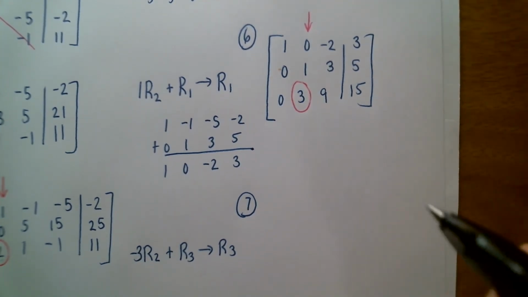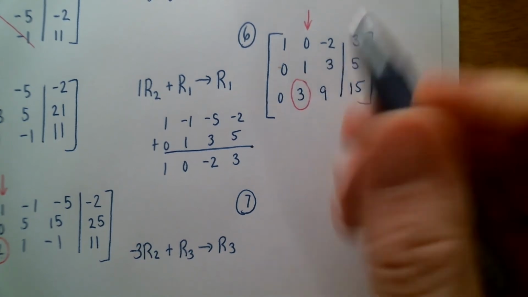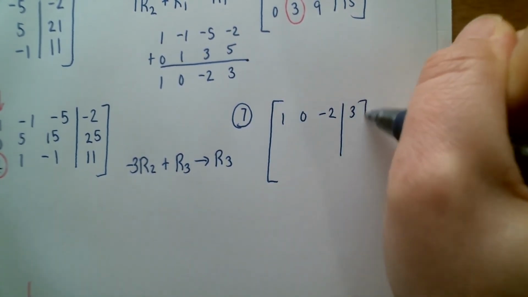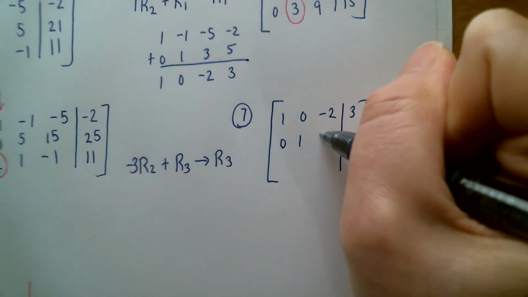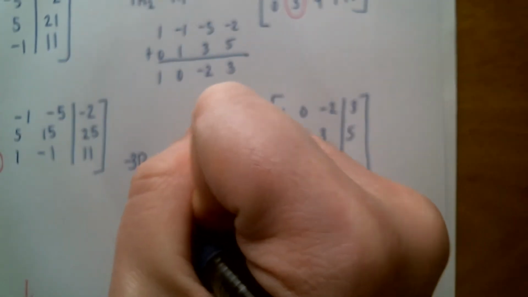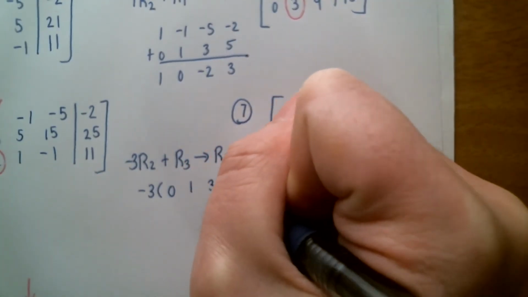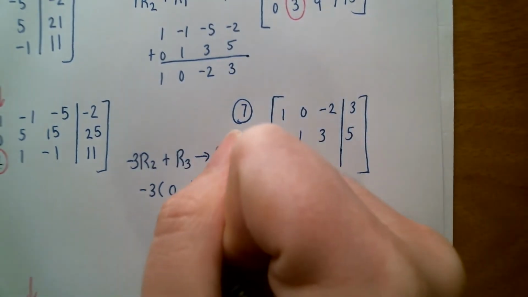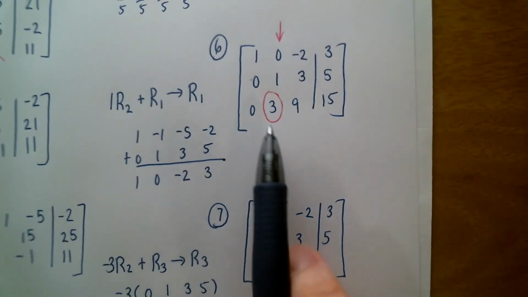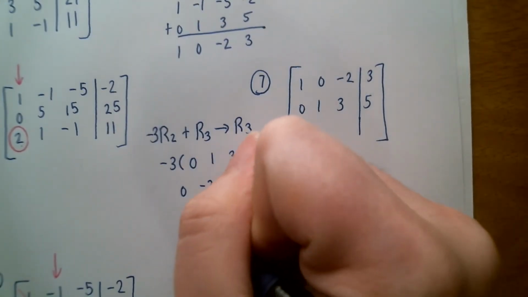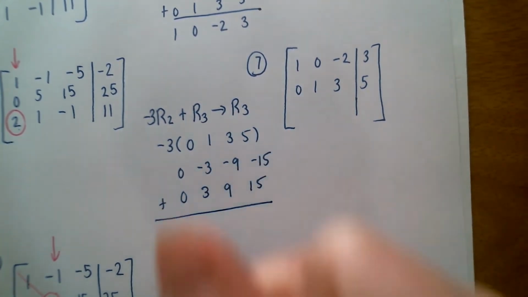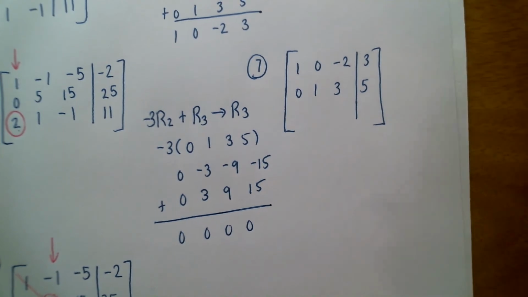So we're changing row 3, so I'm going to rewrite my 7th matrix. I'm going to leave rows 1 and 2 alone, and then I'm going to do the workout to the side for the new row 3. We're going to do -3 times row 2. That will give us 0, -3, -9, -15. We're going to add this back to the third row, which is 0, 3, 9, 15. And look what happens. Everything cancels out, and we're going to end up with a row of zeros.